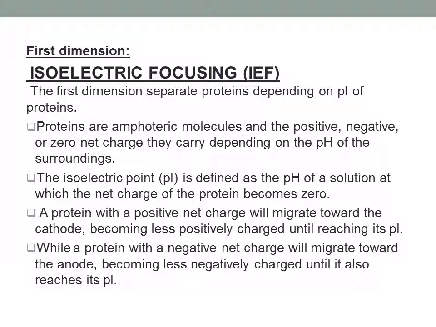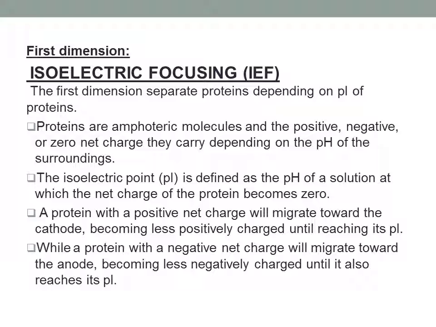First dimension is isoelectric focusing. Protein separation depends upon the pI of the protein. Proteins are amphoteric molecules and they carry positive, negative or zero net charge depending upon the pH of the surroundings. Isoelectric point is defined as the pH of the solution at which the net charge of the protein becomes zero.